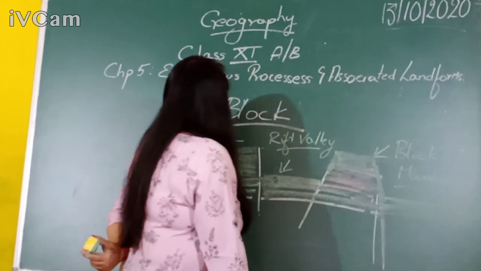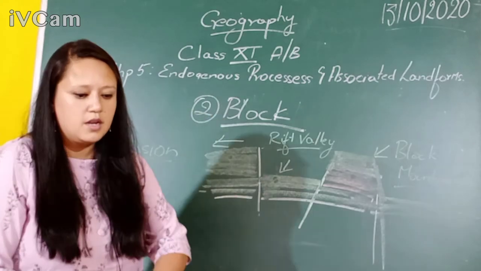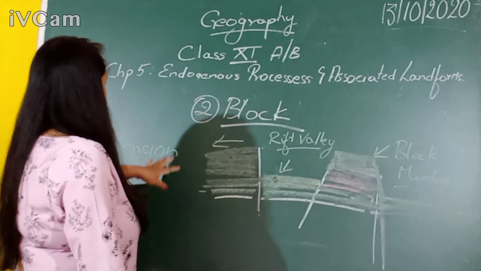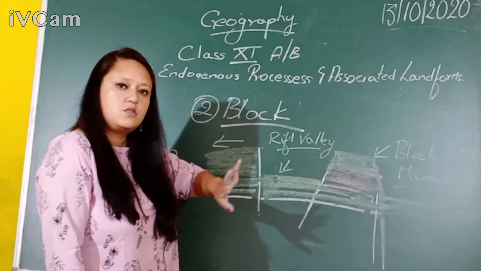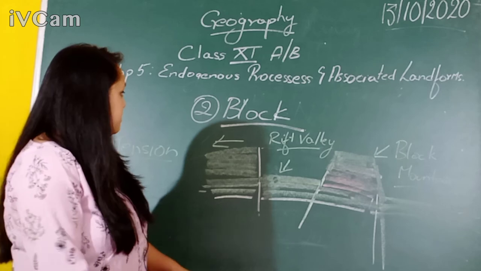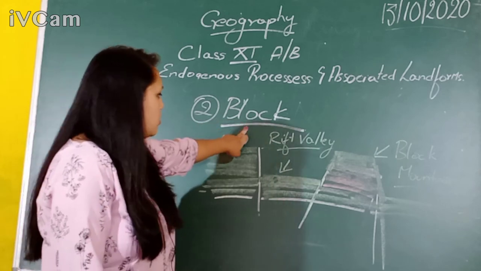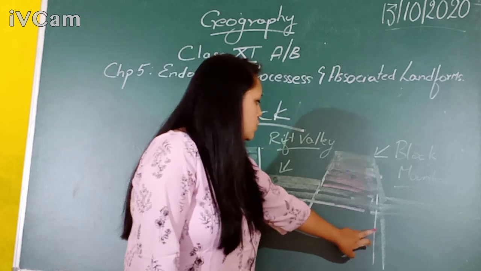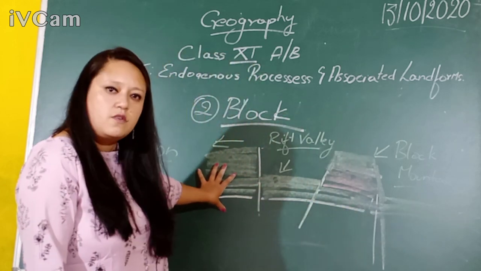Today I shall be doing only till here. We've done the fold mountains, that is the two different types, old fold mountains and young fold mountains, with the examples, and the second one is the block mountains, which are formed because of the parallel faults acting on the surface of the earth.